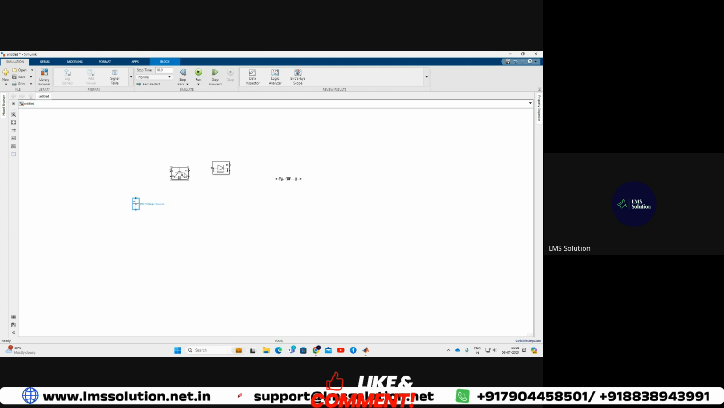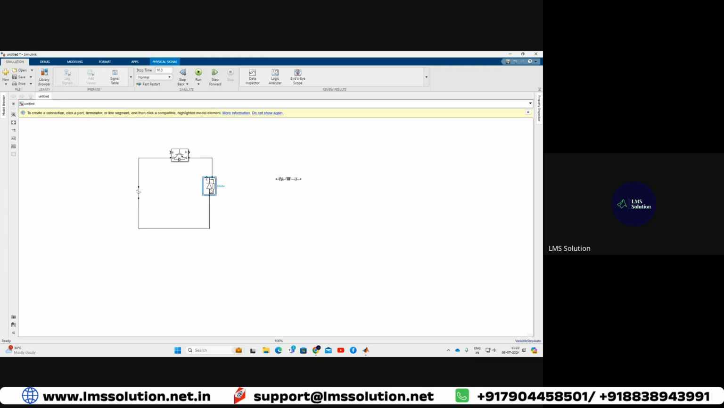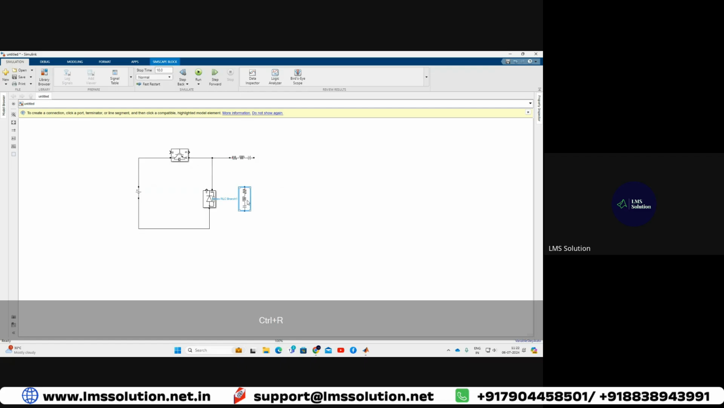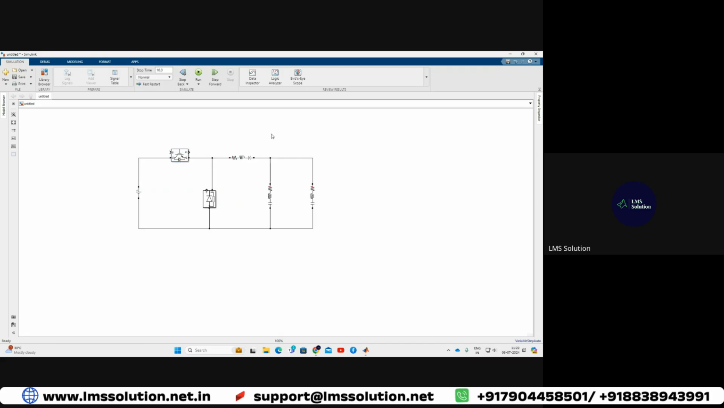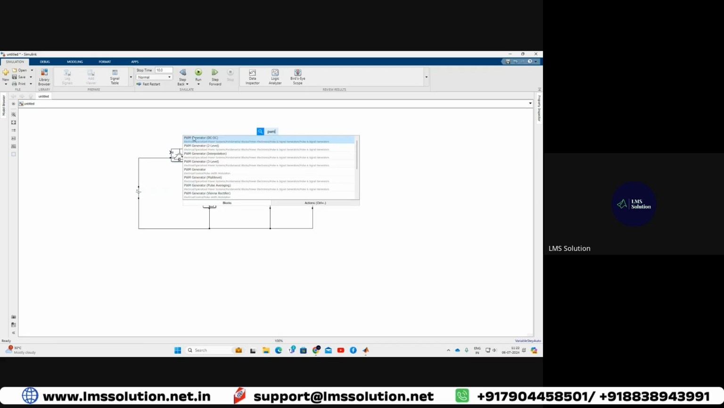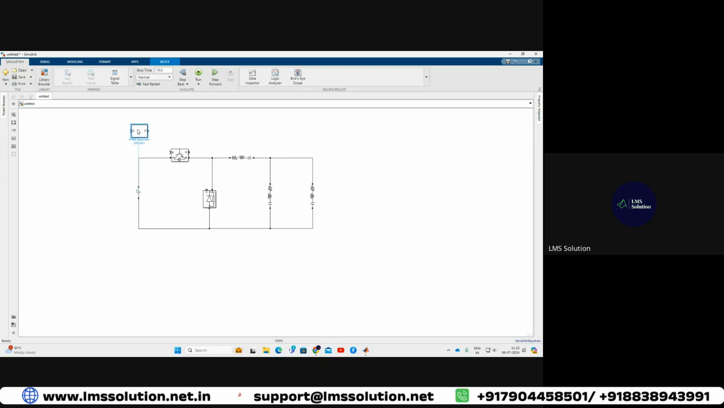Now you connect the circuit. That means you frame the circuit for the buck converter. Here we need an inductor, here we need a capacitor, and finally we need a load resistor. Next we need a PWM generator for controlling this IGBT. You take the PWM Generator (DC-DC).